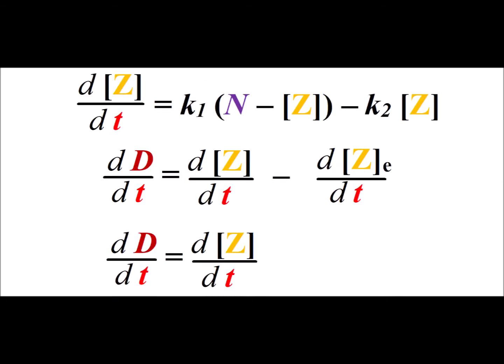Next, we form an expression for the change in the value big D per unit time. By using the rules of differentiation, we know that it has to be dZ/dt minus dZe/dt. Notice that since Z sub E, the equilibrium concentration of Z, is a constant, that second differential is equal to 0, so therefore the change in D per unit time is exactly the same as the change in the concentration of Z per unit time.